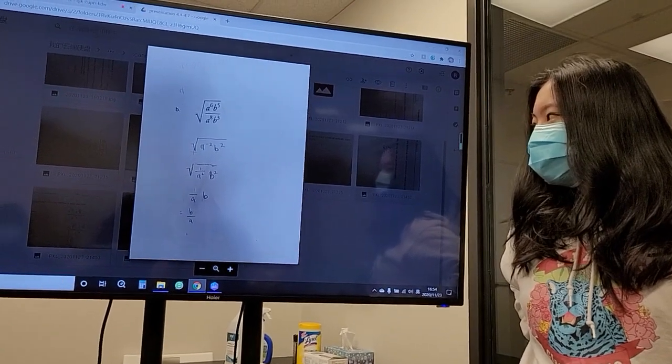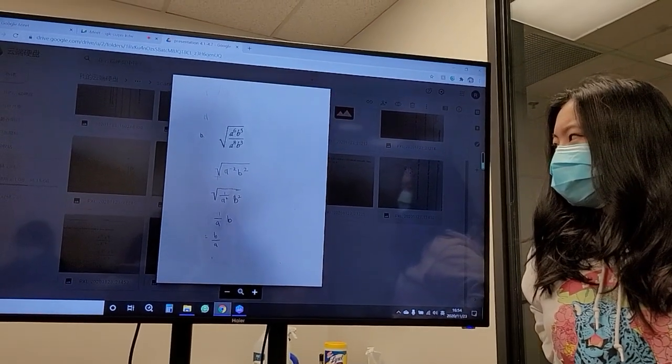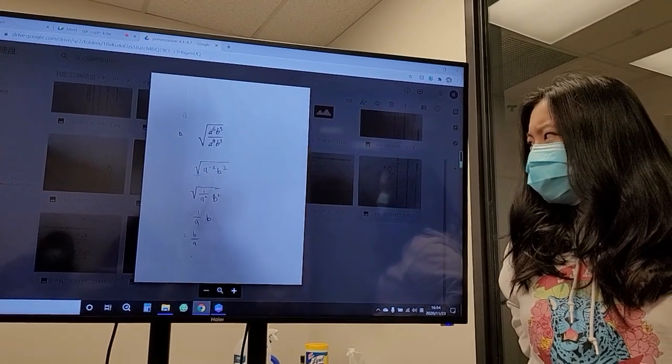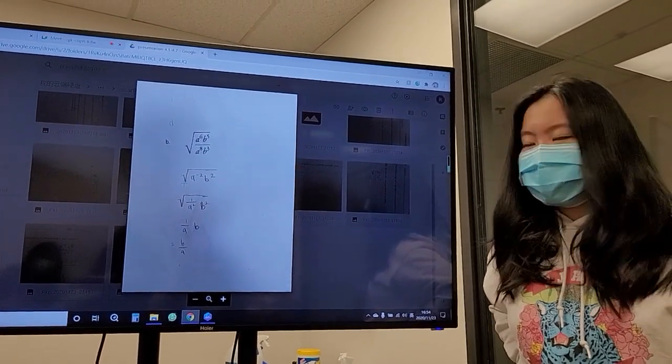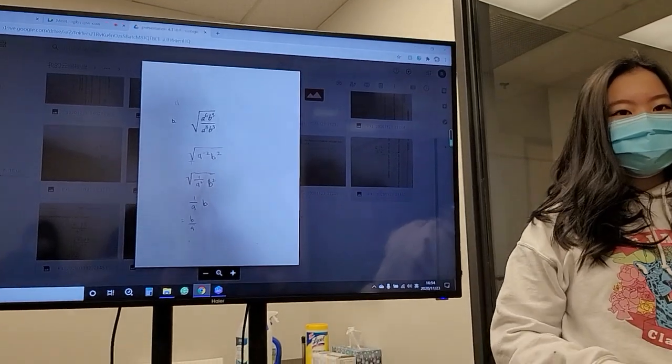I would have to divide the exponent by 3. Yes, very good. Okay, turns into a fraction. Good job.